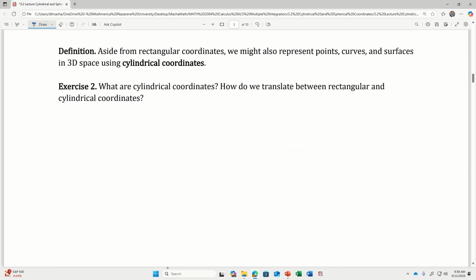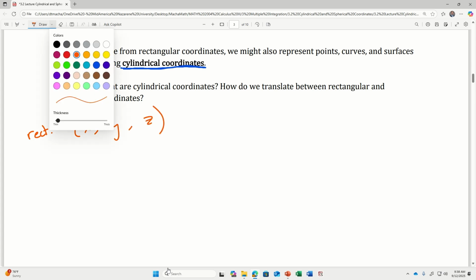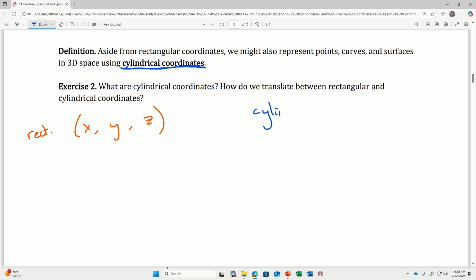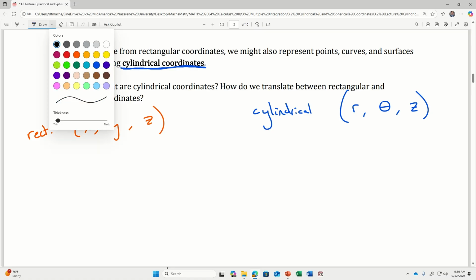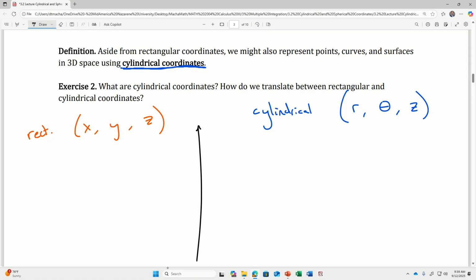Okay, so cylindrical coordinates then is basically polar coordinates with an extra z coordinate, right? If this is rectangular, and we have x, y, z, then cylindrical coordinates is going to have coordinates r, theta, z, because now we're in 3 dimensions, and we have to know how high are we in the vertical direction.